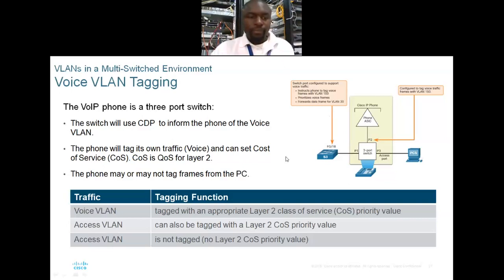Okay. So we are saying that the phone will tag its own traffic voice and can set class of service as quality of service also for layer 2. So the phone may or may not tag its frames from PC. So the point we are saying here basically is that depending on the VLANs you create, depending on the tagging you create, the switch is able to manage the traffic.